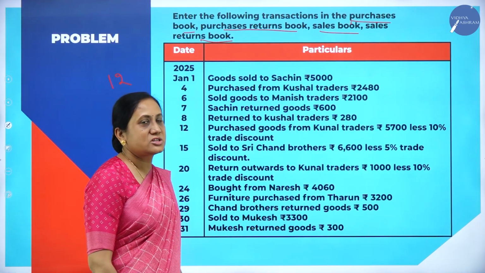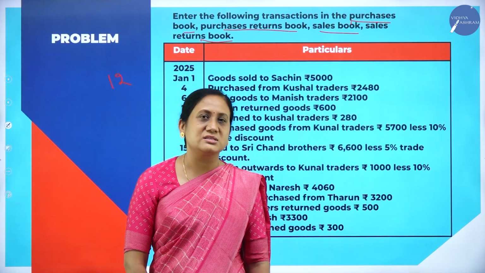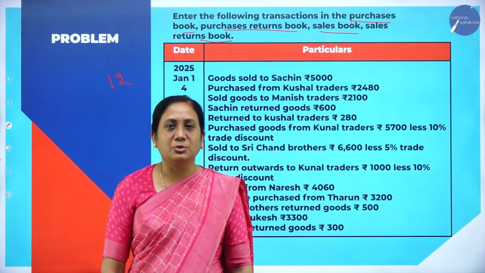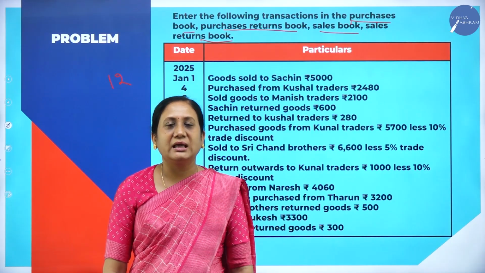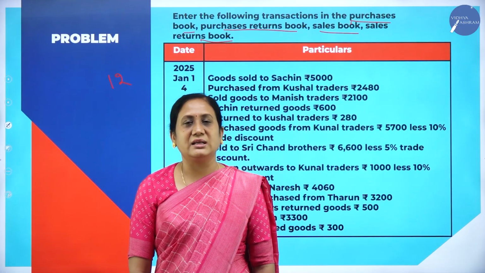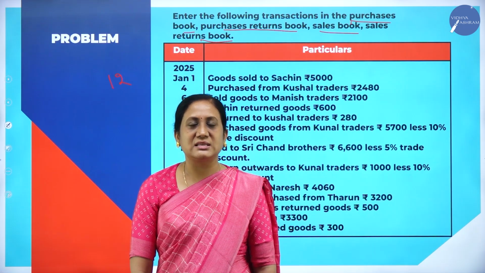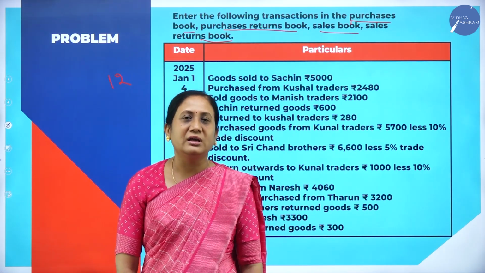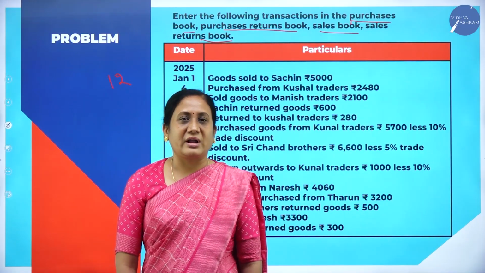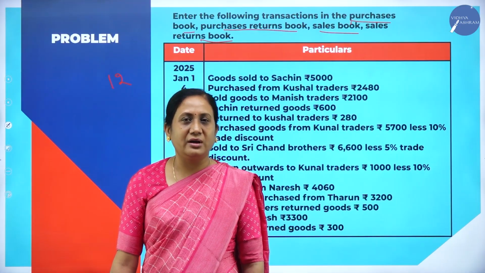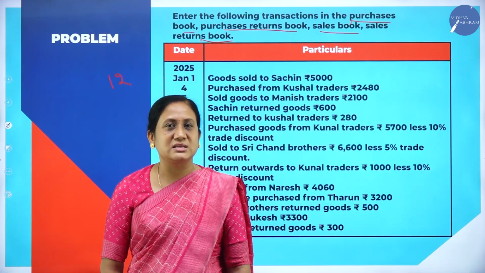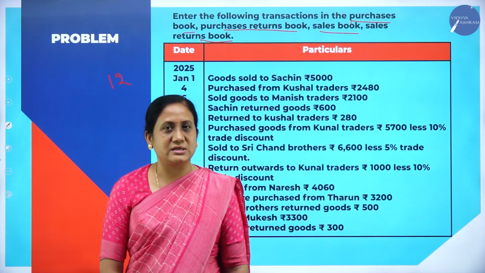Looking into those transactions, we have to record them into various subsidiary books like the purchases book, purchases returns book, sales book and also the sales returns book. In the purchases book, as we have discussed earlier, we record only credit purchases. Any credit purchases will be recorded into a separate subsidiary book called the purchases book. Similarly, any purchases returns will be recorded in purchases returns.